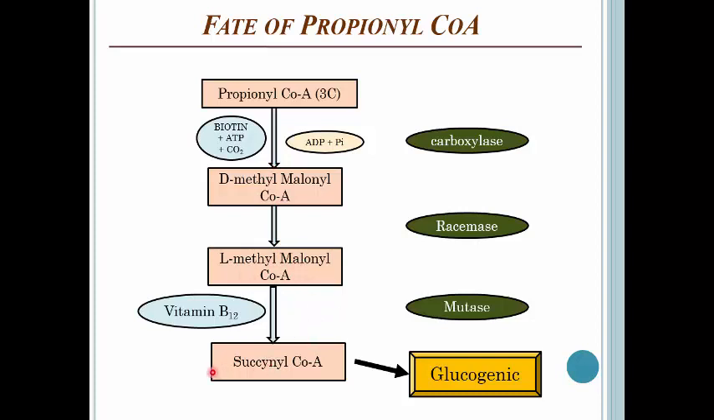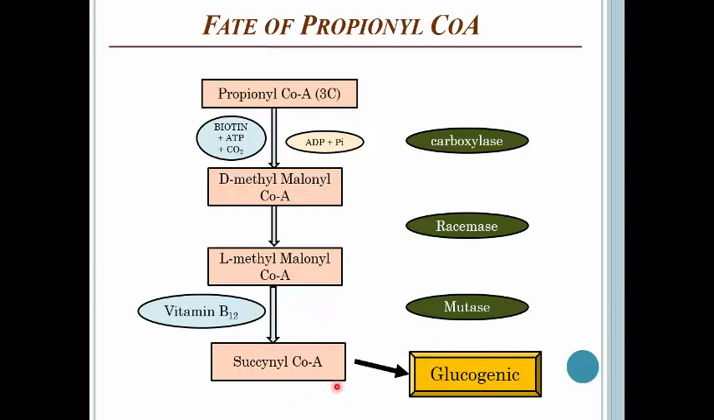And these will be converted into the straight chain 4 carbon compound, that is succinyl CoA, which is with the help of vitamin B12, especially adenosyl, and the enzyme which is required is mutase. Okay, so this branch chain will be converted to the straight chain compound. So propionyl CoA, a 3 carbon compound, will be converted to the 4 carbon compound, that is succinyl CoA, which will enter into the TCA cycle, and it is one of the glucogenic compounds.